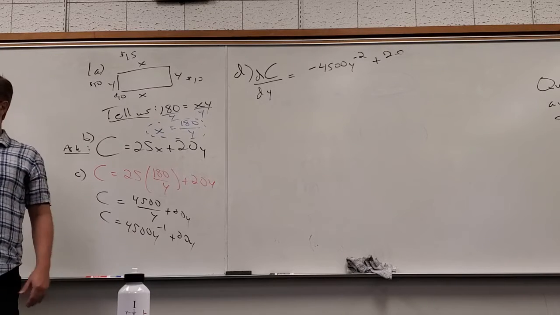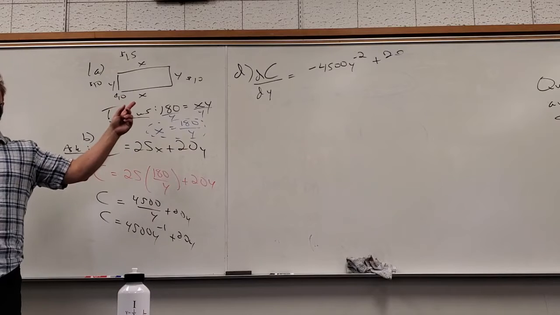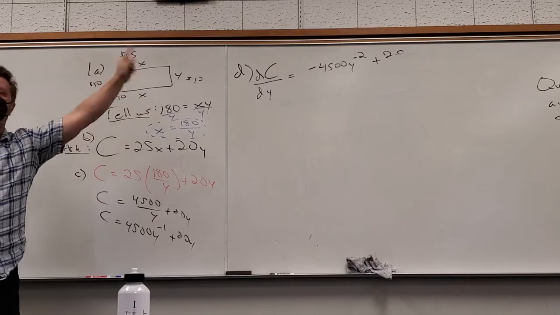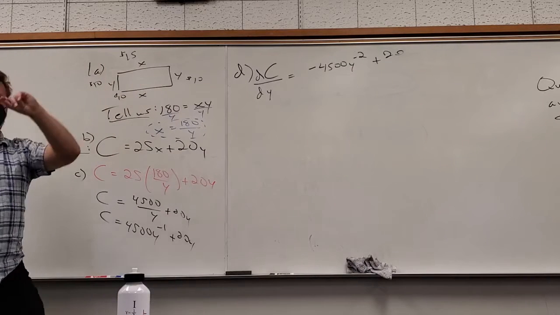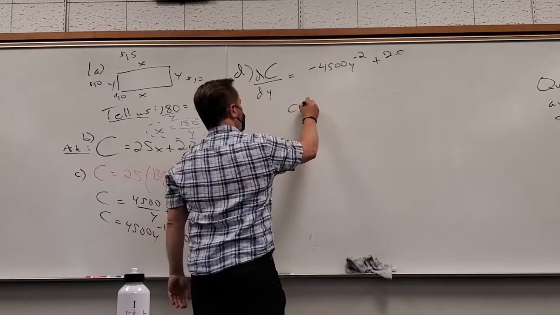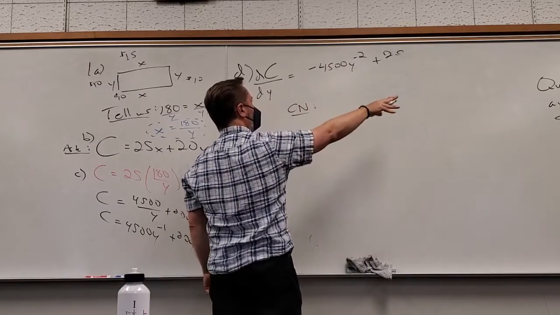What do we want to do? My minimum cost. So what do we want to do with that? The critical numbers. So what's one critical number that screams at you immediately without doing any work?